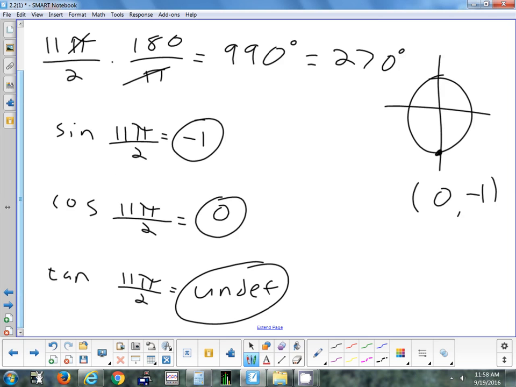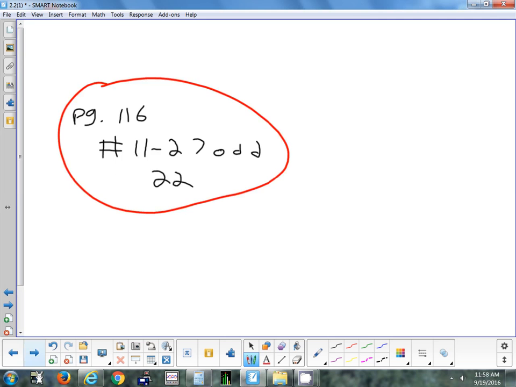Okay, so those are the kind of problems you'll see when they don't give you the coordinate. All right, so the homework tonight's on page 116, 11 to 27 odd and 22.